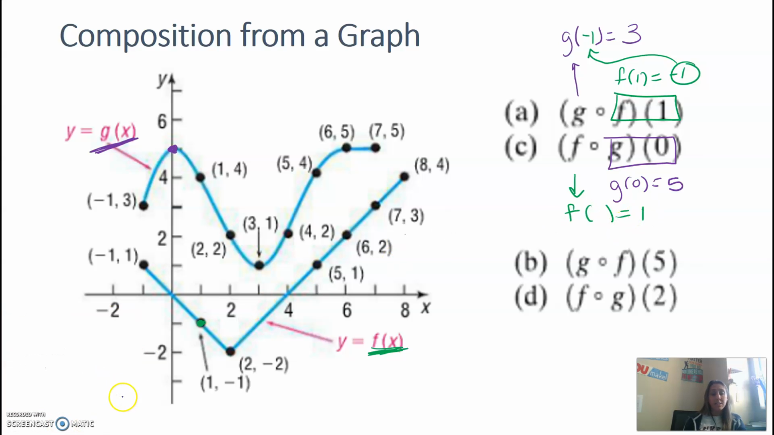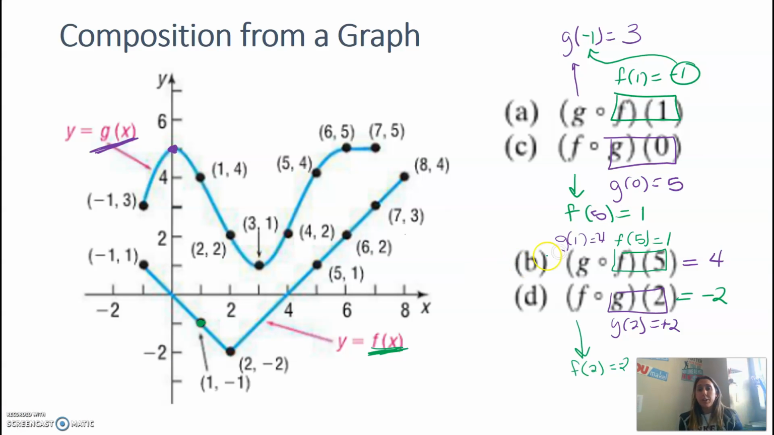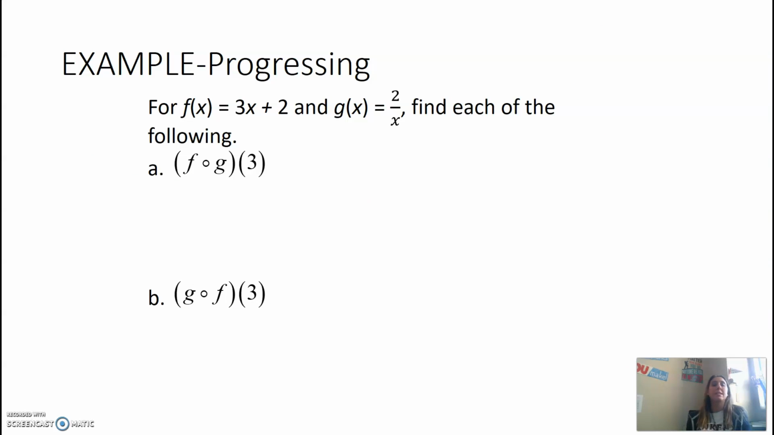So do the last two on your own, and we'll compare it. Okay, well, you should have gotten 4 for B and negative 2 for D. If you have any questions on that, please ask me in class. All right, so now we are going to do this algebraically.